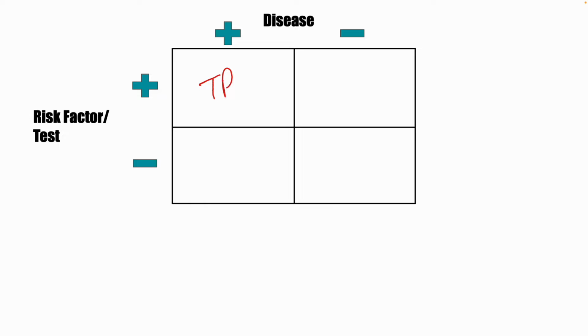Likewise, if you have a positive test, but you actually don't have the disease, that's known as our false positive. If you miss it, meaning you have a negative test, but you actually had the disease, that is going to be your false negative. And lastly, if you don't have the risk factor or the test is negative and the disease is also negative, meaning that it accurately noted that you don't have the condition, that is going to be your true negative.